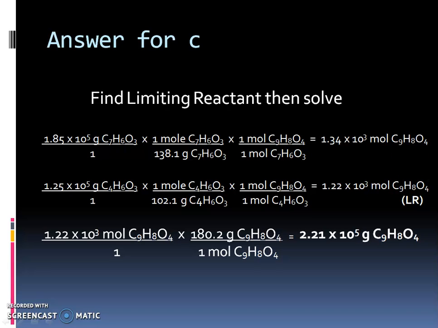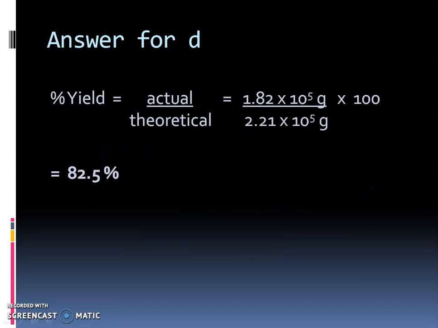But how do I do that? I do two stoichiometry problems first, find the limiting reactants in terms of moles, which one has the least number of moles, and then I finish the problem. D, you should know this formula or equation.